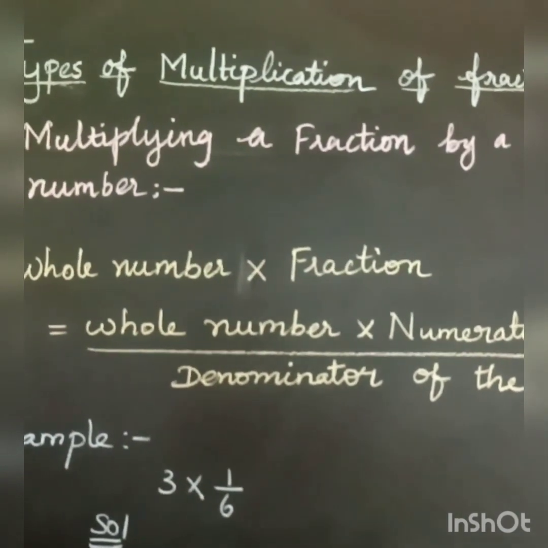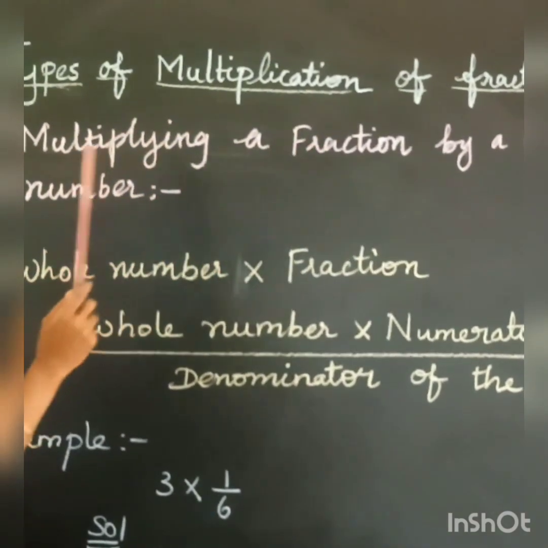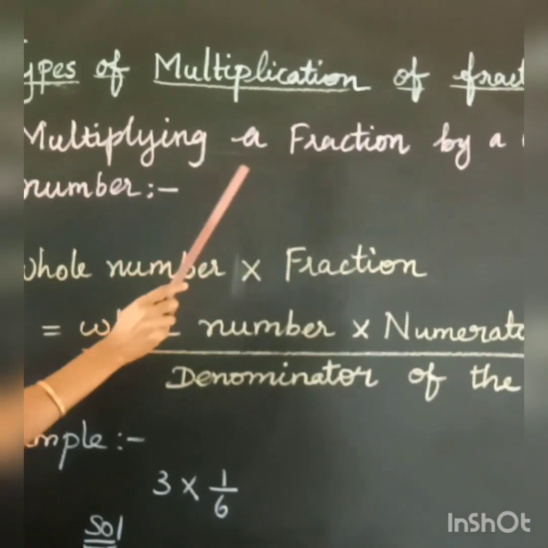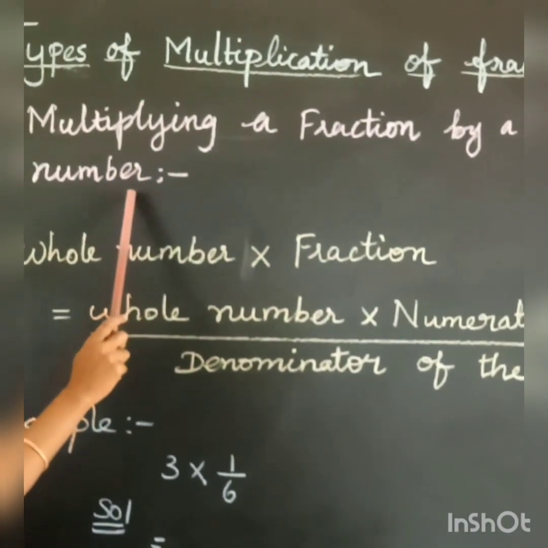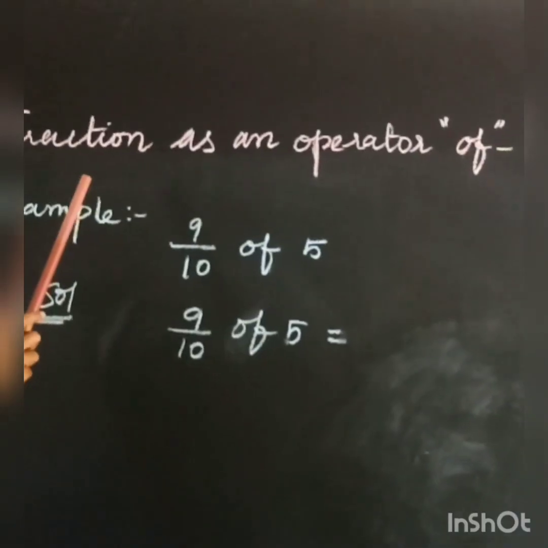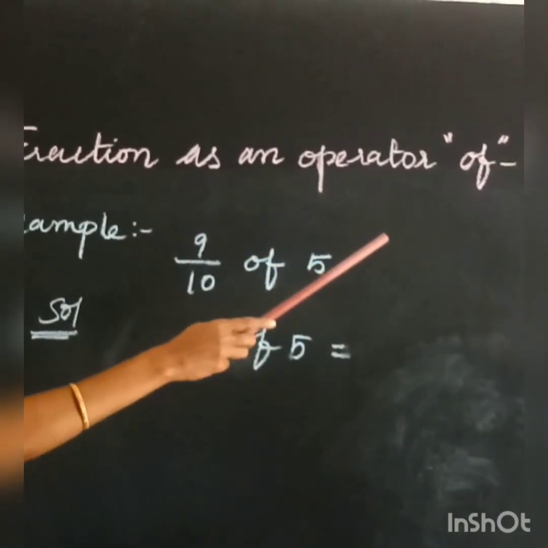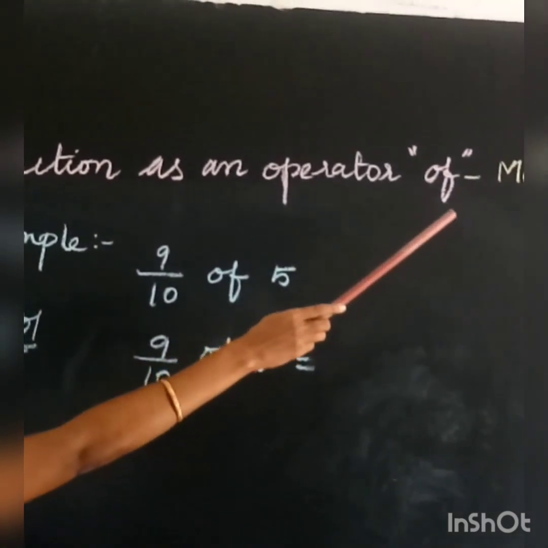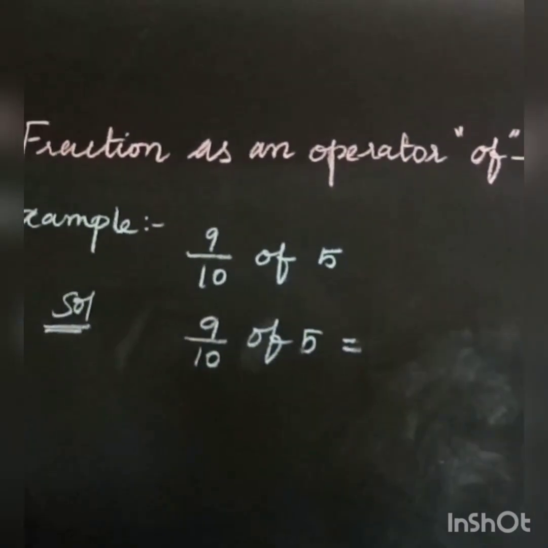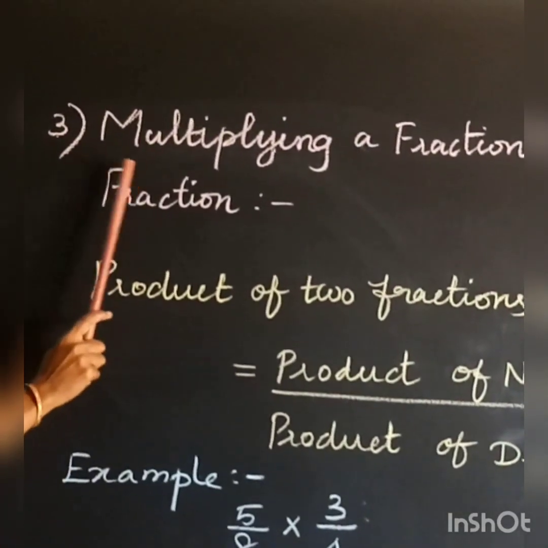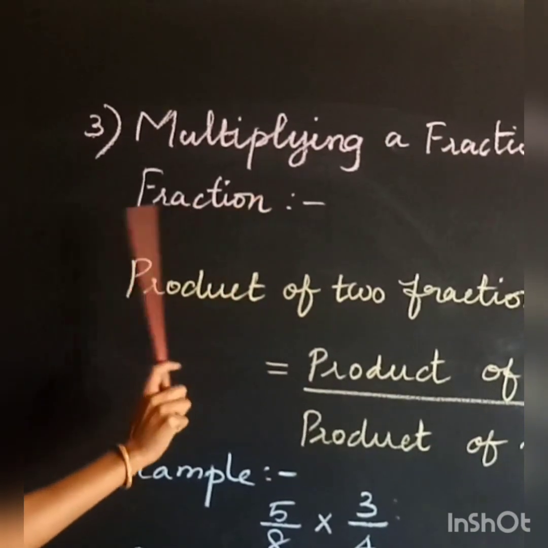Okay? And then see the types of applications of fraction. First one is multiplying a fraction by a whole number. This is the first one. Second type is fraction as an operator of. This OF represents a multiplicative operator. And then the third type is multiplying a fraction by another fraction.